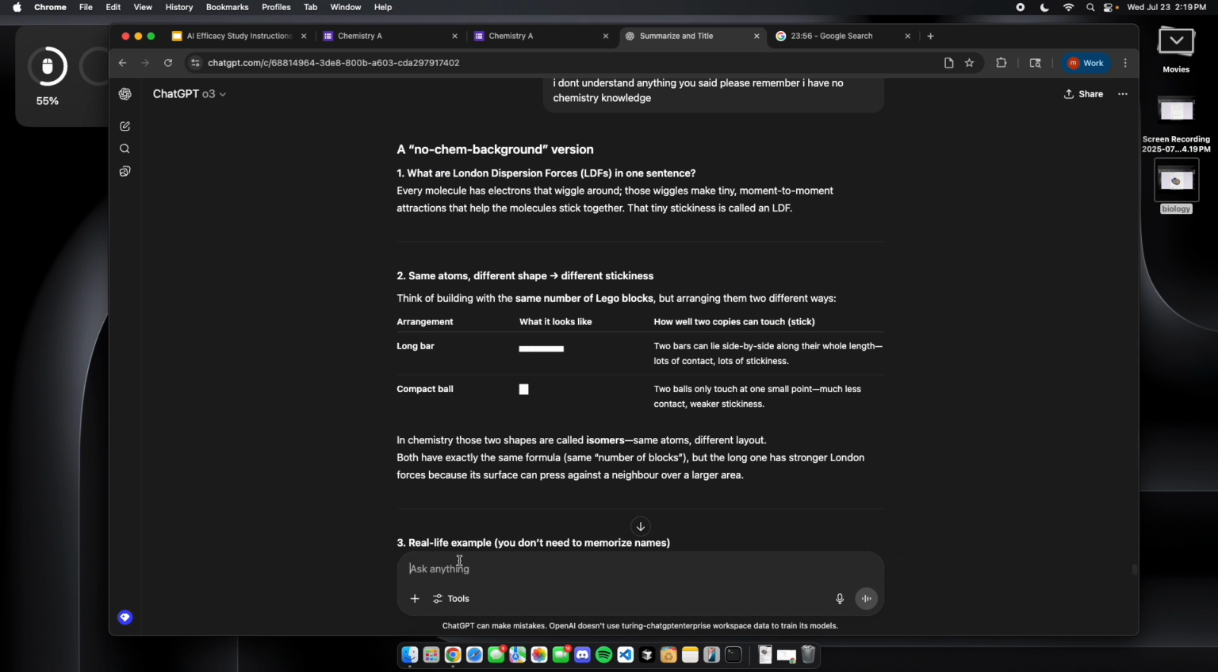Think of building with the same number of Lego blocks but arranging them in two different ways. A long bar: two bars side by side along their whole length have lots of contact, lots of stickiness. A compact ball: two balls only touch at one small point, much less contact, weaker stickiness. In chemistry, those two shapes are called isomers. Same atoms, different layout. Both have the same formula, the same number of blocks, but the long one has stronger London forces because its surface can press against the neighbor over a larger area.